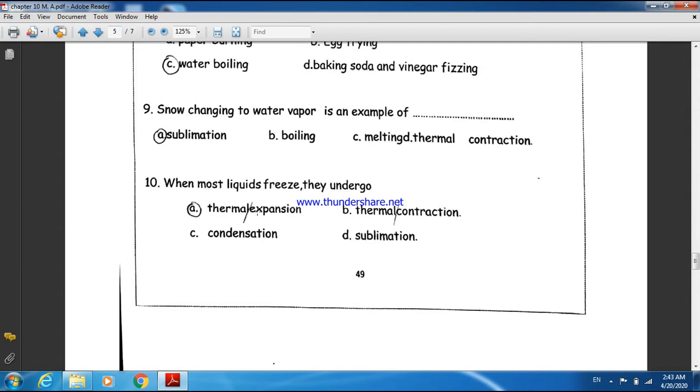Number 10, when most liquids freeze, they undergo expansion or thermal expansion, according to the increase in volume. You know the matter expands by heating and contracts by cooling. But when the liquid freezes, you will find the volume of ice, for example, becomes more than the volume of water. So you will find the volume increases by cooling. When liquid freezes, the volume increases. So this is expansion, okay.